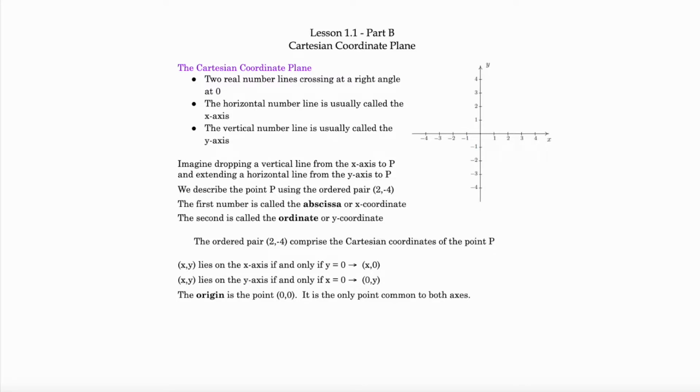The Cartesian plane has two real number lines which cross at a right angle at 0. 0 is the origin, as we'll point out below as a formal definition. But here would be the origin, and it's the point (0, 0). We have the x-axis that is horizontal and the y-axis, which is vertical. So let's say I have the point P, and I'm going to say that point P is the point (2, -4).